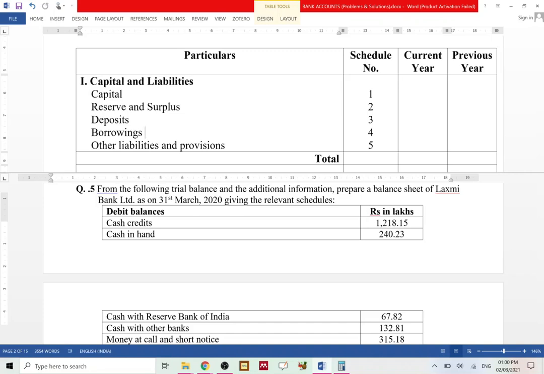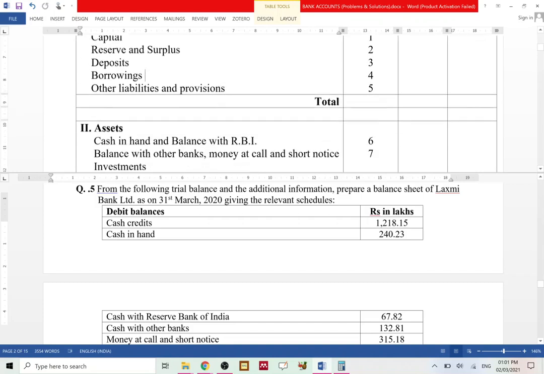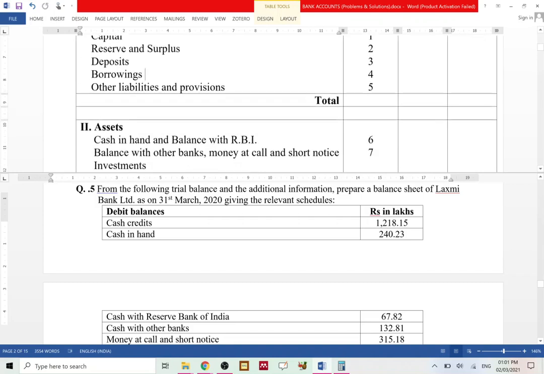And of course, there are other liabilities, any other provisions like income tax provision, proposed dividend provision, and all other sorts of liabilities in the form of outstanding expenses and everything will come over here. So that's our liability side.